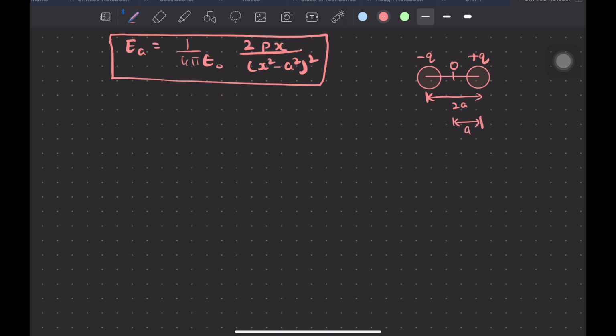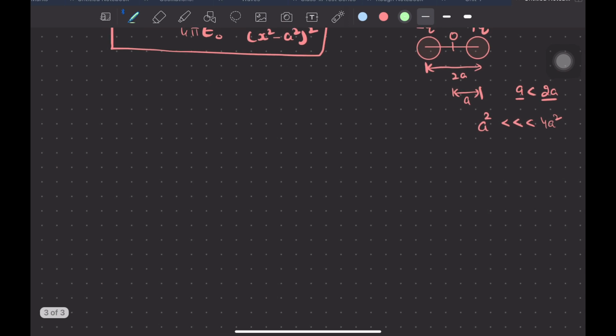So a is smaller than 2a, and if I put a square on both sides, a square will be very much smaller than 4a square. Why does this happen? Let me give you an example. Let us consider you have a number 0.2 equal to 2a. This implies a will be equal to 0.2 divided by 2, that is equal to 0.1.